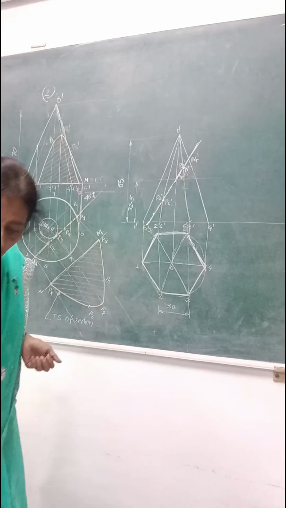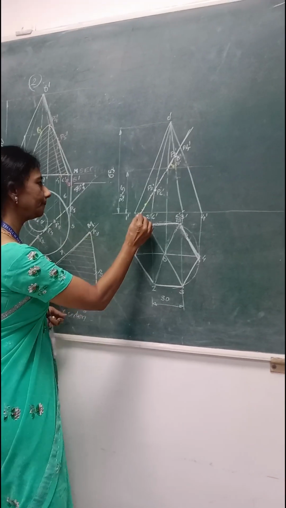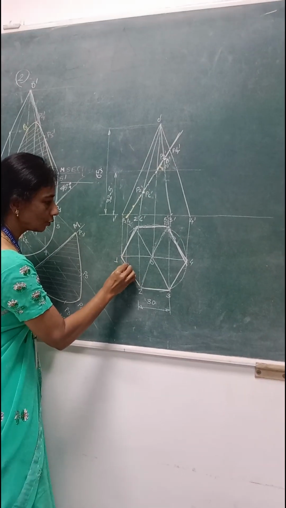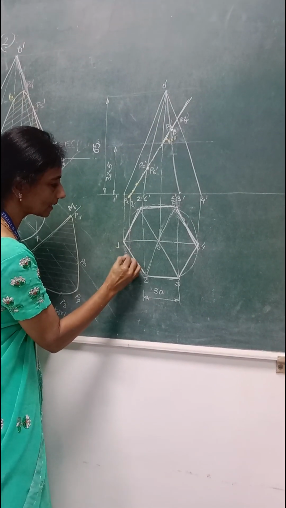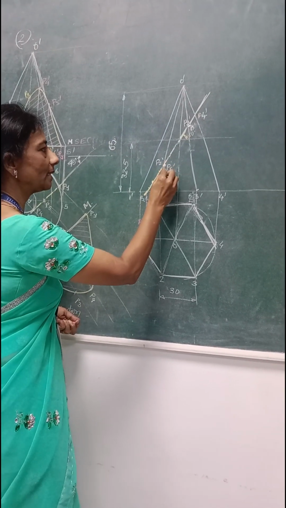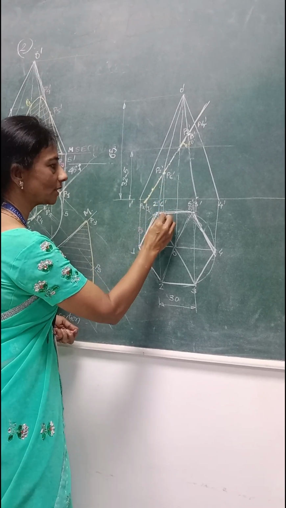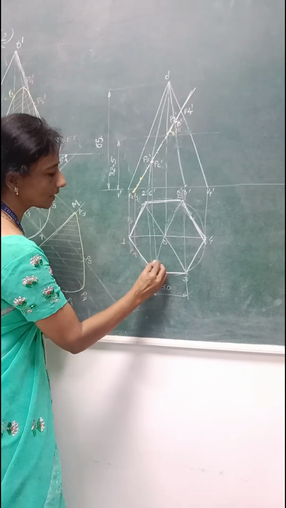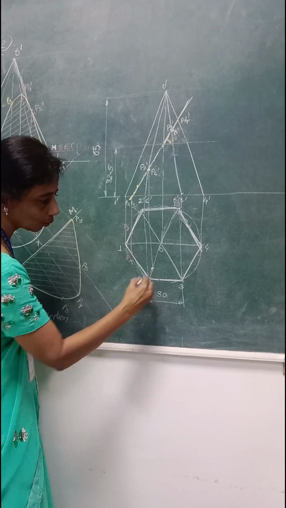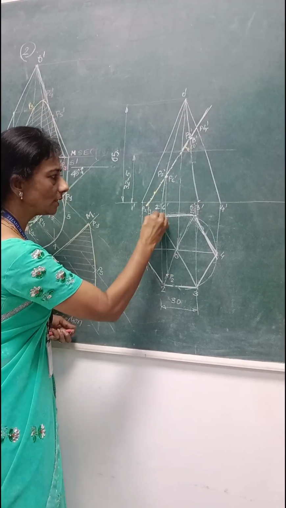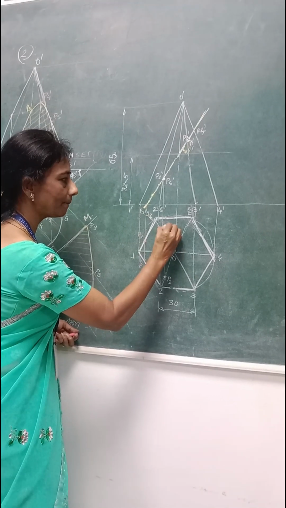So we will take projectors of points PX, PY. So this point is PX and this point is PY. Then I will be taking this projector. It is on which two slant edges? O2 and O6. So O2, this point will be P2. O6, so this point will be P6.